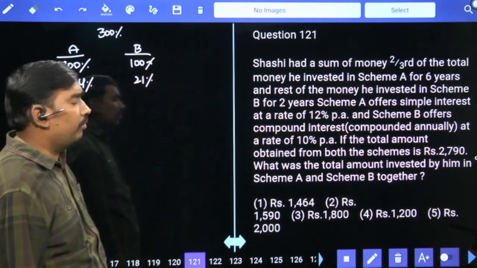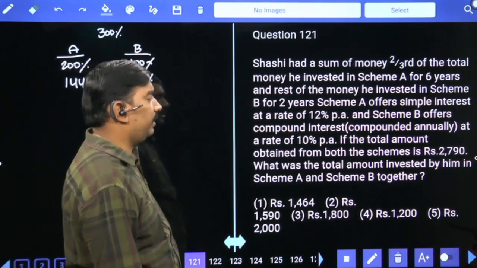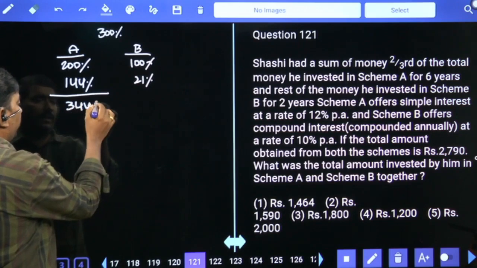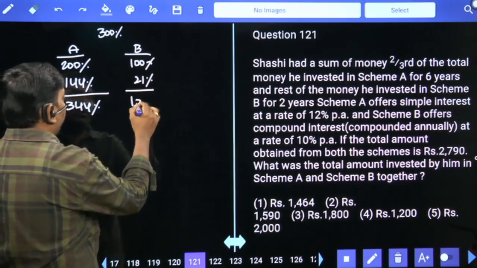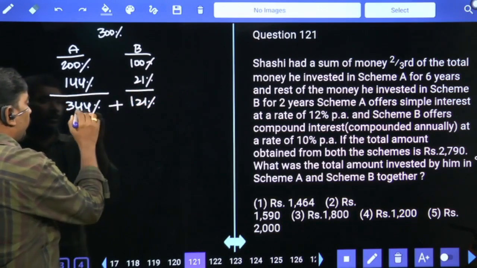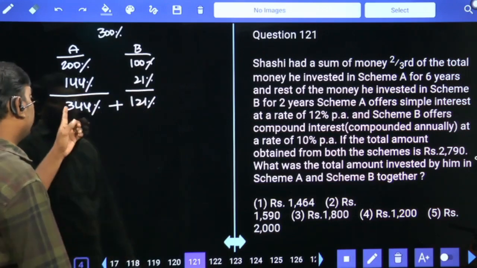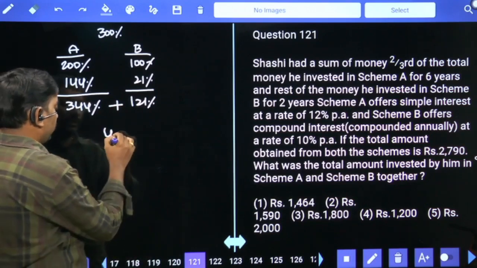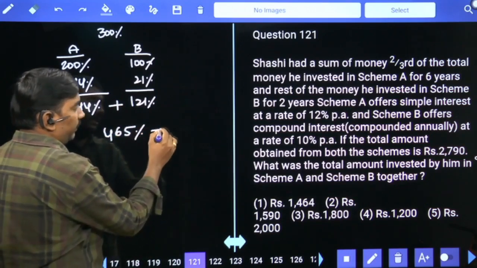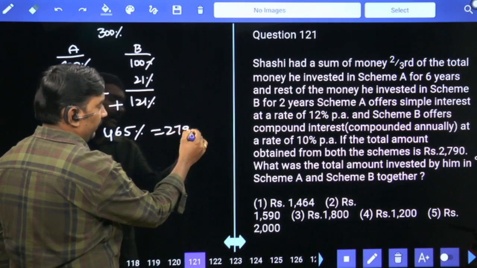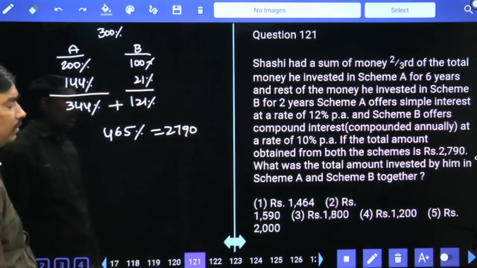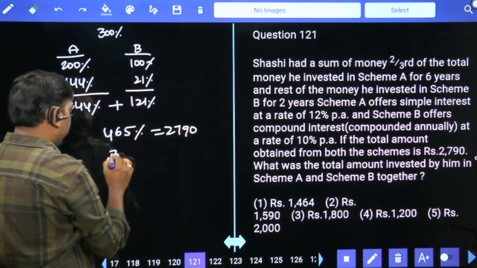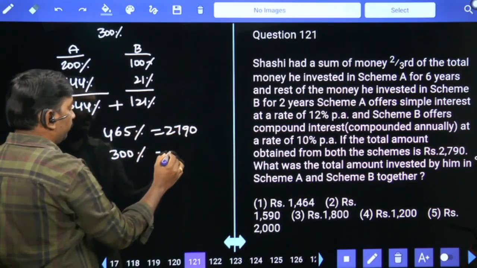If the total amount obtained from both the schemes together is 2790, total amount means scheme A 344% plus scheme B 121%. 344 plus 121 is 465%. That value is given as 2790. What was the total amount invested by him in schemes A and B together? 300% is equal to how much?